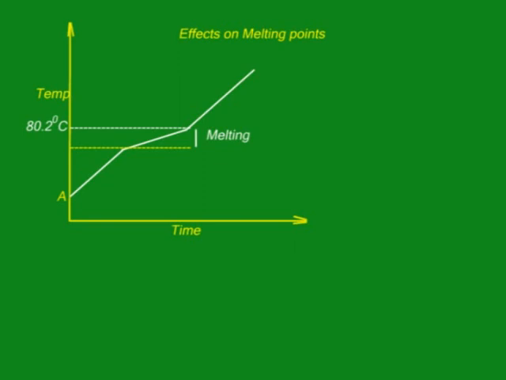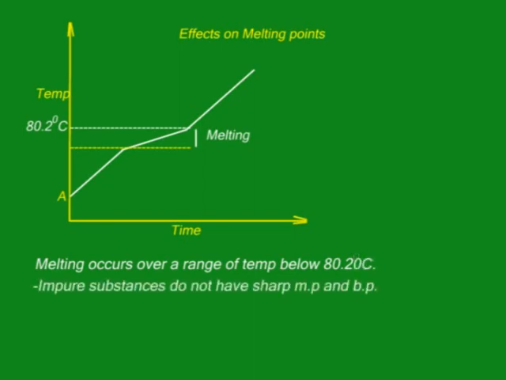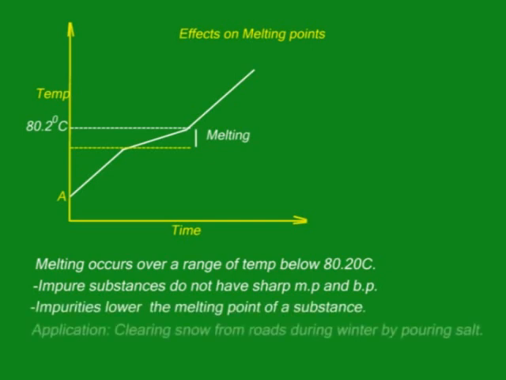Now the graph indicates that naphthalene will melt over a range of temperature below 80.2 degrees Celsius. Impure substances do not have sharp melting points. Impurities lower the melting points of substances. This knowledge is applied in clearing snow from roads during winter in temperate regions. When salt is added on the ice, it will melt even at temperatures below 0 degrees Celsius.